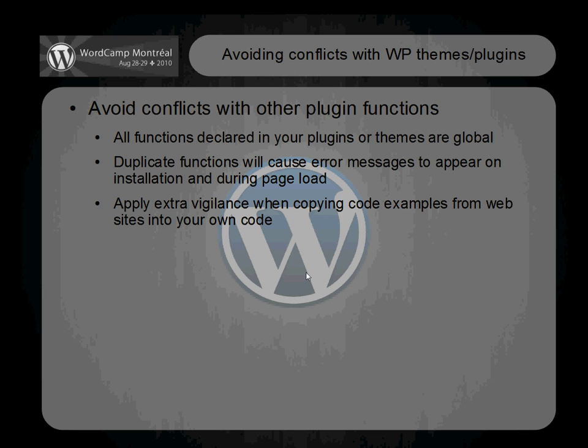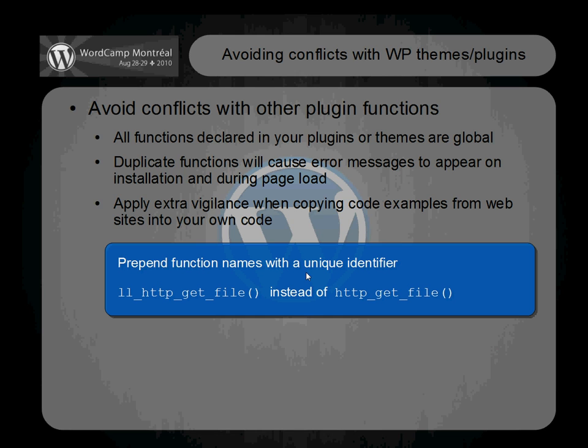So what you should be careful about is to have unique names when you're writing your own functions. You should also be really careful when you're doing some copy-paste. Copy-paste is great. You can find some great examples online. But if you do that, you should be careful and try to give unique names to your functions. So in general, a good practice would be to always prepend your function names with a unique identifier. It could be something like here, LL for link library, in front of the function name. It could be the whole plugin name all spelled out.